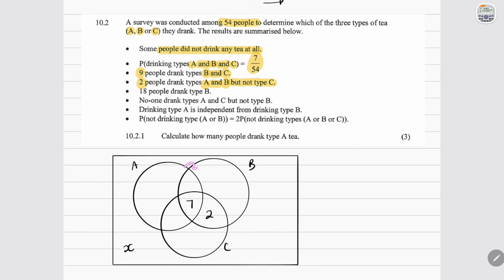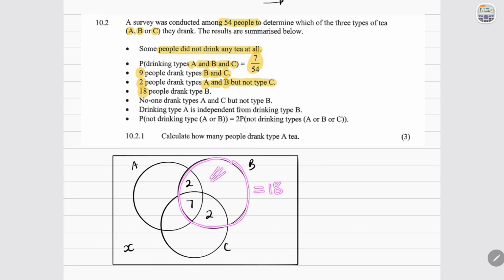Okay, so A and B, but not C. So don't include C. And so they're referring to this intersection over here. And so we'll just say those are 2 people. Then 18 people drank type B. So 18 people drank type B, meaning everybody here, if you add them up, they will give you 18.